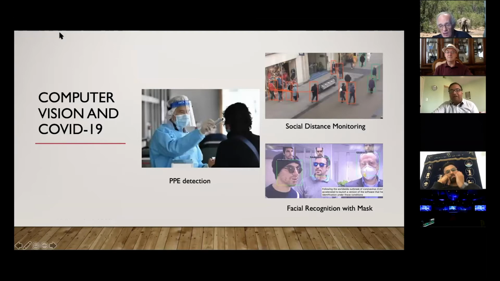Person detection is one of the very common features of video analytics. And what those boxes are showing is that they're calculating the distance, and anytime people are too close, it's raising an alert. Facial recognition with mask is a very, very interesting use case, technically very challenging, but almost mandatory moving forward.